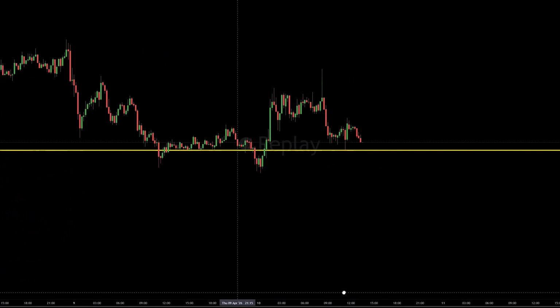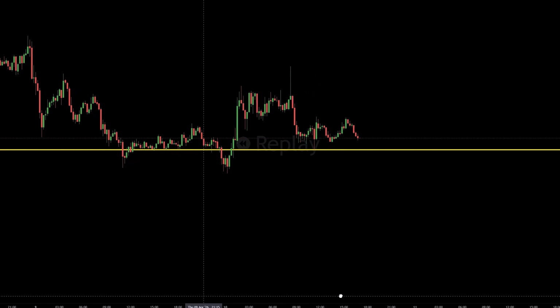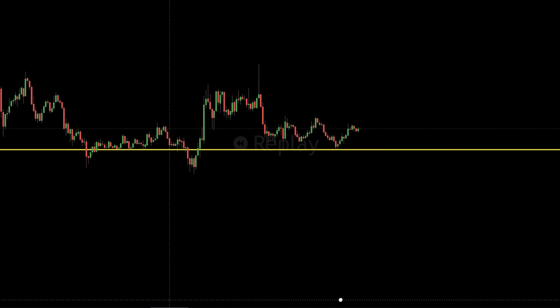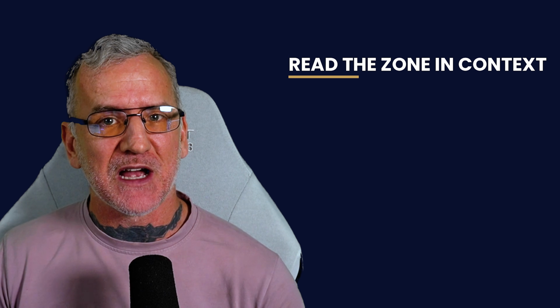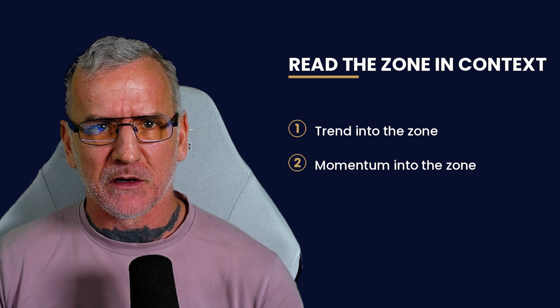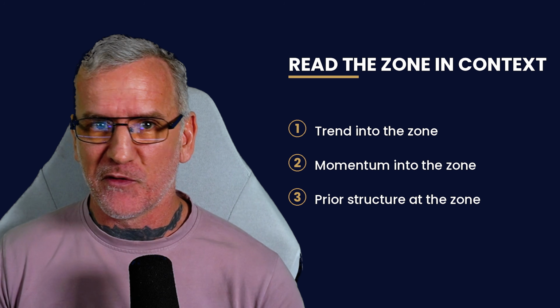It is read as one piece of a larger structural picture that involves trend, momentum, and prior swing behavior. Here's a common mistake. Traders see that price is at support, and they treat that single fact as the whole thesis. Instead, they should be asking, what is the trend doing? Is momentum backing up a reversal?